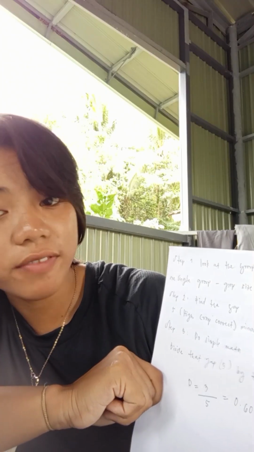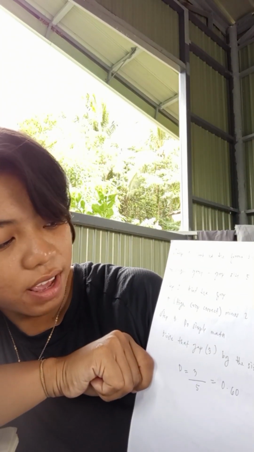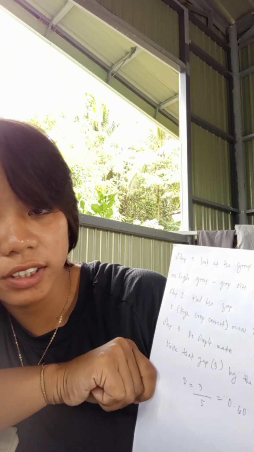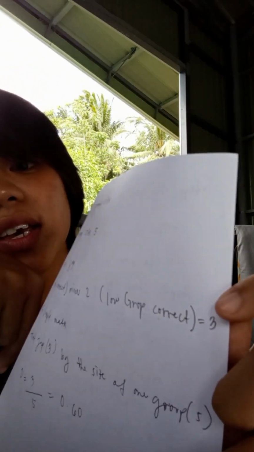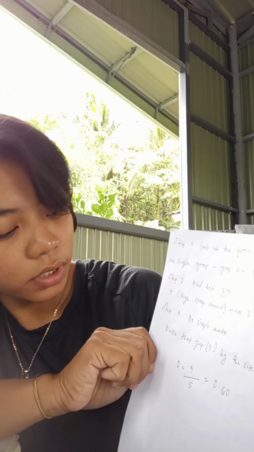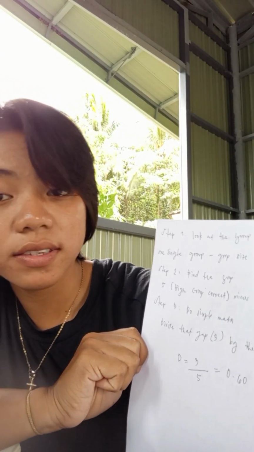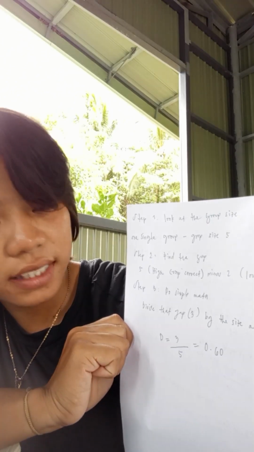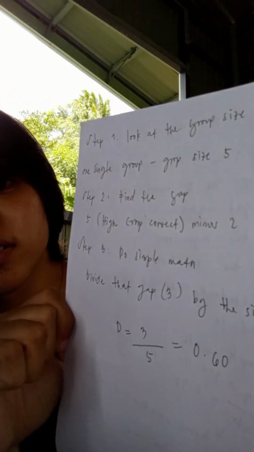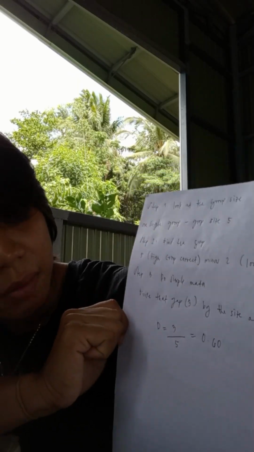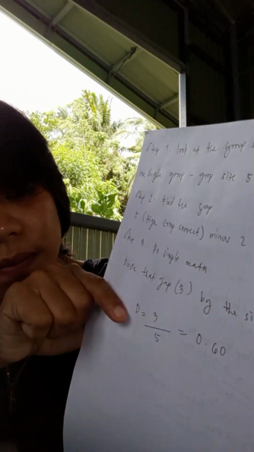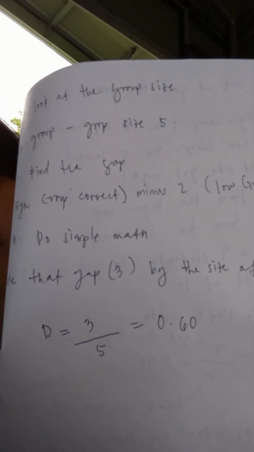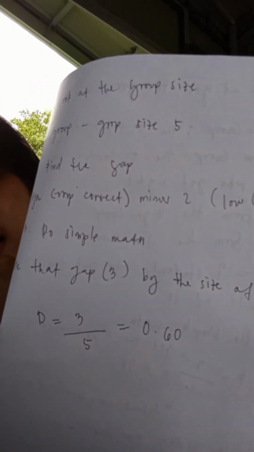Step 2, find the gap. 5 from the high group got it correct, then we subtract the number from the lower group. So the gap is 3. Step 3, do simple math. Divide the gap, which is 3 again, by the size of one group, which is 5. This is the formula. So 3 divided by 5 equals 0.60.